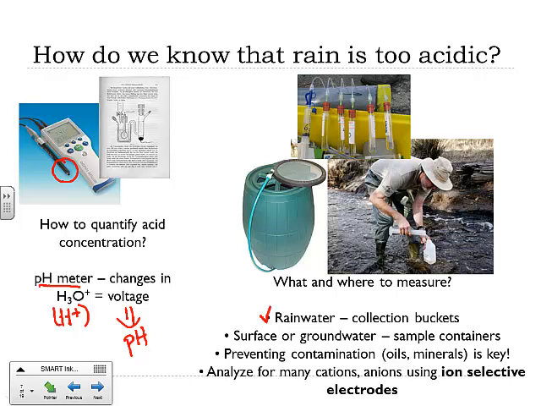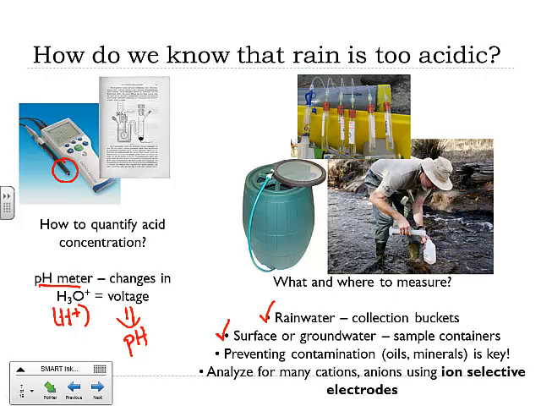So we might be interested in the pH of rainwater first off. Do I have acid rain or do I not? And we collect buckets. In fact, the Middle Eel River Watershed Initiative in North Manchester has collection buckets where they collect rainwater, for example, they collect river water, those things, and then they take that water back and they analyze it. Same thing with surface or groundwater. We have sample containers that we put in the river or put in the lake to collect water from them.